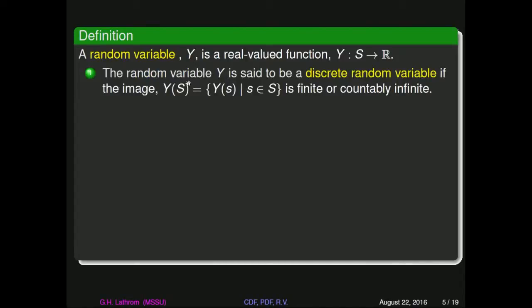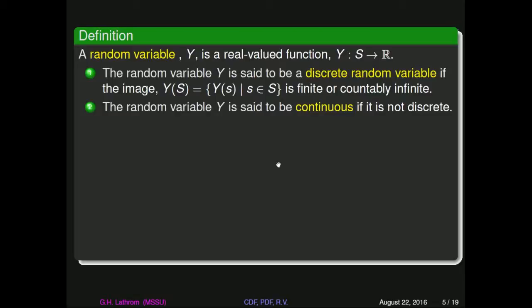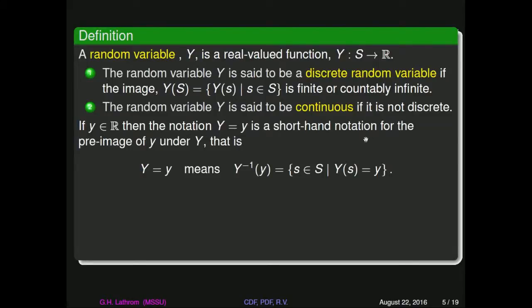We say that this random variable Y is a discrete random variable if the image is either finite or countably infinite. Just to remind you, the image Y(S) is the set of all the outputs that we get for every element of S. A random variable Y is said to be continuous if it is not discrete. That kind of makes sense. It's one of the standard things in mathematics.